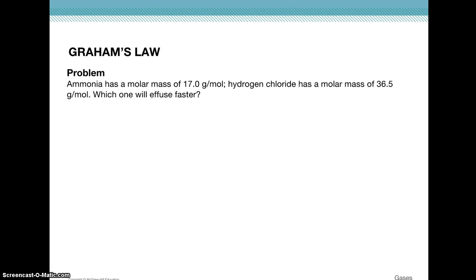Okay, ammonia, which is NH3, it's a gas, has a molar mass of 17 grams per mole. Hydrogen chloride has a molar mass of 36.5 grams per mole. Which one will effuse faster? Well, Graham's law says that the smaller the mass, the faster it effuses. So in this case, which one has the smaller mass? Ammonia does. That means it will effuse faster than hydrogen chloride. So if you filled balloons with both of these gases, the balloon with ammonia in it will deflate faster than the balloon with hydrogen chloride in it.